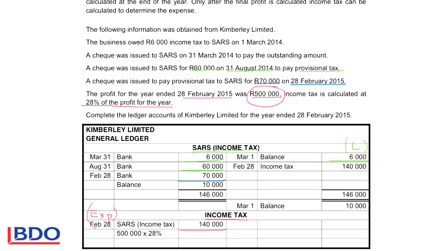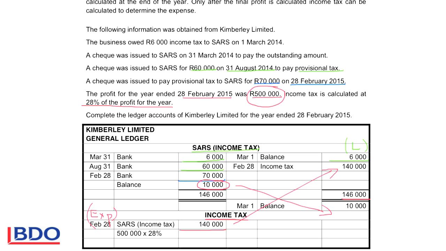To SARS. So because we owe the money to them, they are like a creditor or liability to us, so we will credit their account with 140,000 rand. At the end of the year, you will have this outstanding amount after the account was balanced. So you will add up the credit side and see the total is 146,000. Add up the debit side, subtract it from the credit side, and determine that the credit side is 10,000 bigger than the debit side. And that balance will go down on the credit side.